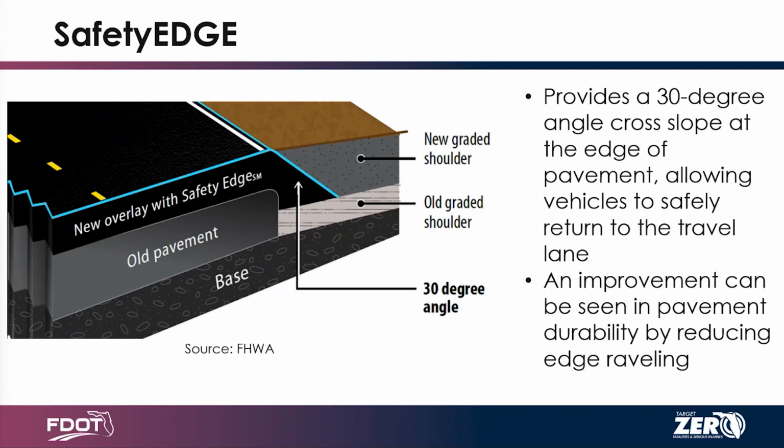Safety edge is just a way to finish off the edge of the pavement on the side of your road. Instead of having a complete drop off, it provides a 30-degree angle cross slope at the edge of the pavement. This allows the vehicle to safely recover back, especially if they have overcorrected. It will help them get back up on the road, and it also helps with the durability of the pavement and reduces edge raveling and erosion and so on.